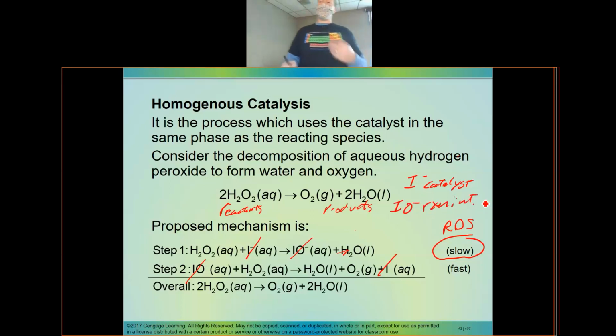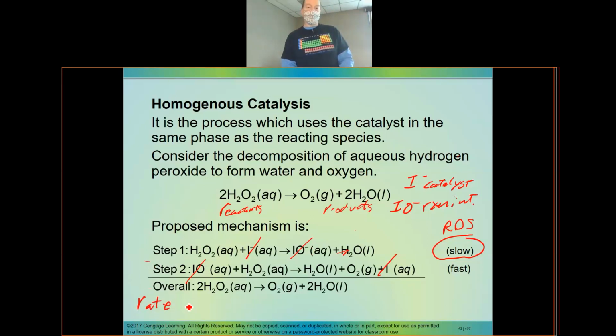All right, so you need to know, it's very simple, takes a little practice, to be able to label your reactants, your products, your catalysts, your reaction intermediates. Now we have listed the slow step, and the slow step is step 1. So you go right to the answer.